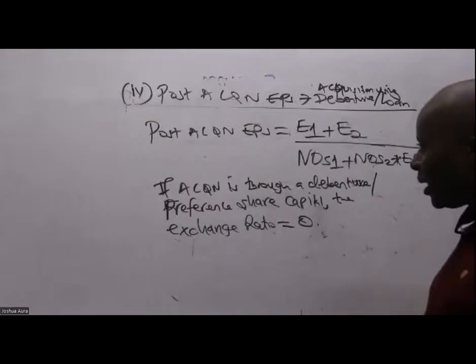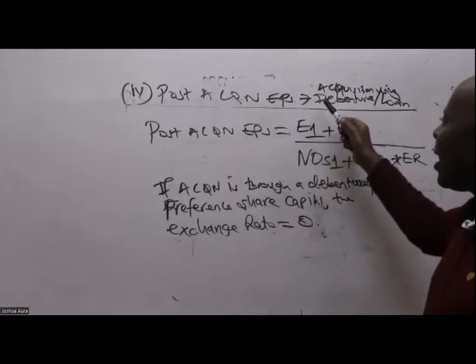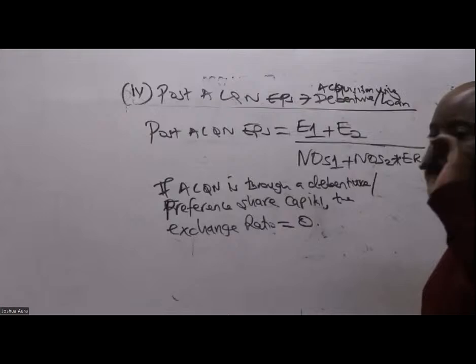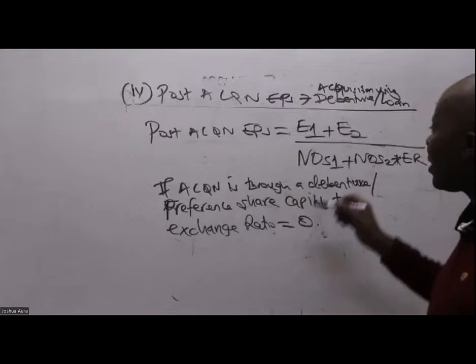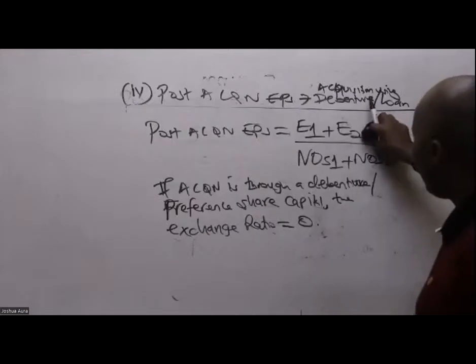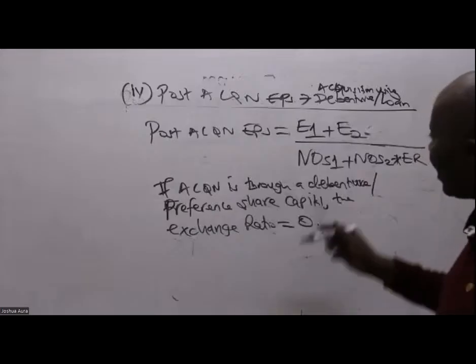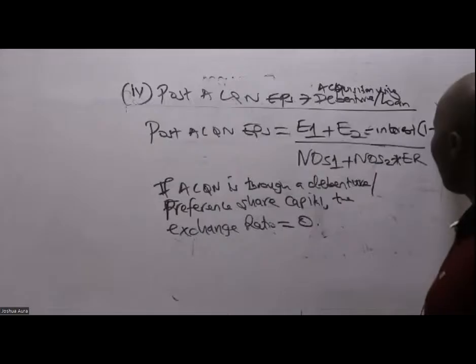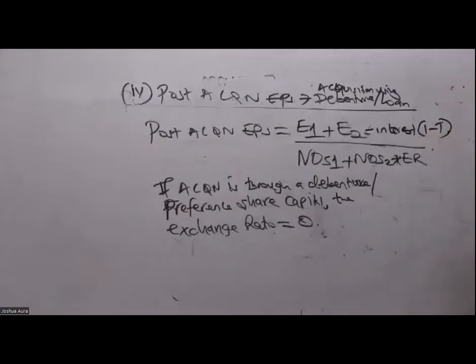Now, ladies and gentlemen, please listen to me very well. When we acquire a target company using a loan, we introduce a very important expense called interest, which will reduce earnings. So minus interest, very important. If it's a debenture, minus interest, and of course this interest must be after tax, because interest is a tax allowable expenditure.